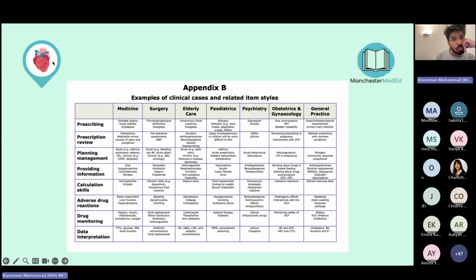Today I'll be covering this bit here for the medicine section, but not the calculation skills because we'll have separate sections for that. So today we'll go through questions such as prescription writing, prescription review, and teach you guys strategies to approach them effectively. We'll also cover key teaching points on common conditions.